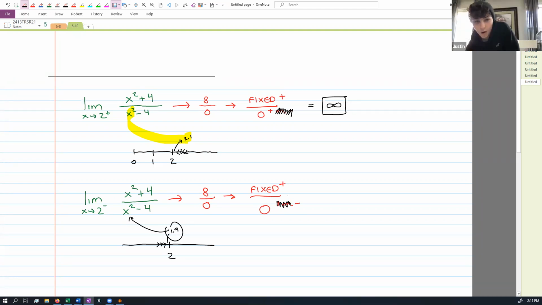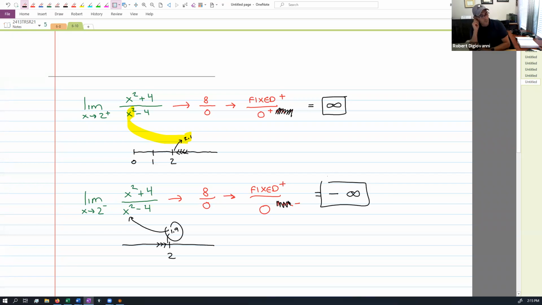Okay. And that's it. So I know that a positive on top divided by a negative on bottom should be negative. And we already knew it was going to become infinite because we have a fixed number over something going to 0. Good. Questions there?